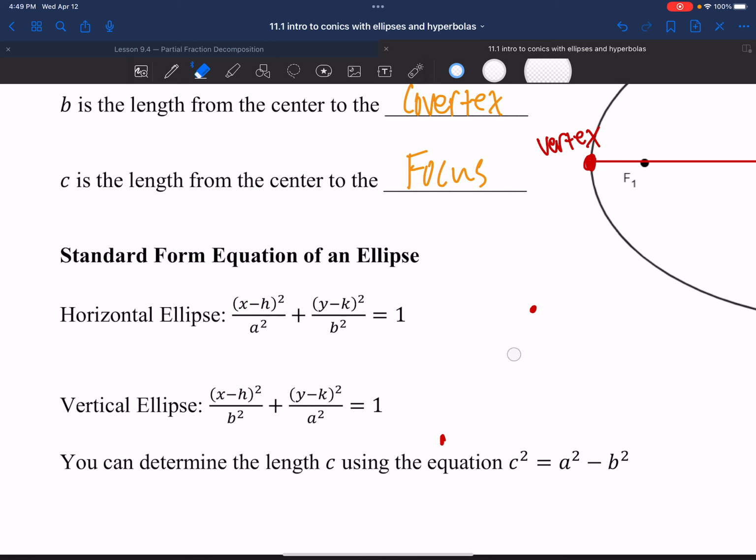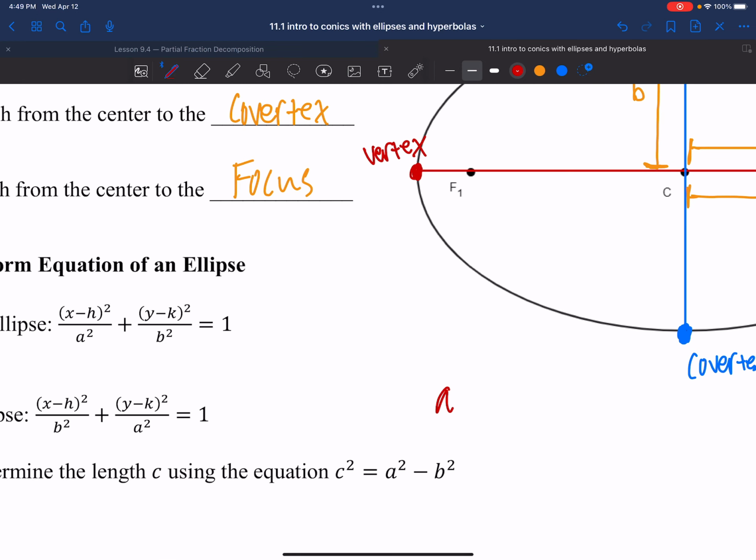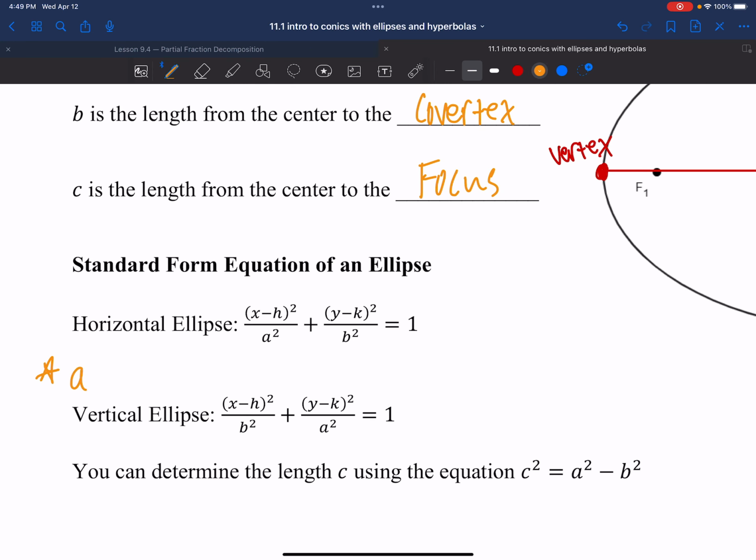I would note that A is always more than B. In particular, A squared. I might star this. A squared is always more than B squared. So basically whichever one is bigger, that tells you the major axis, either horizontal or vertical. Okay? All right. I'm going to redraw these ellipses and move on. And all right, let's move on.